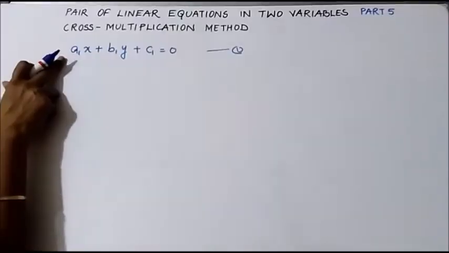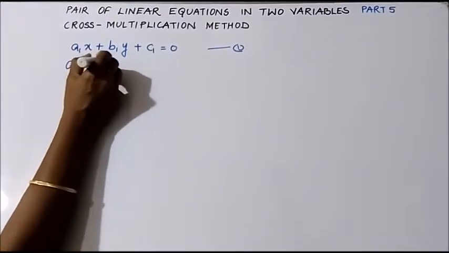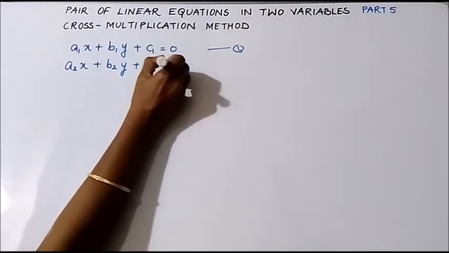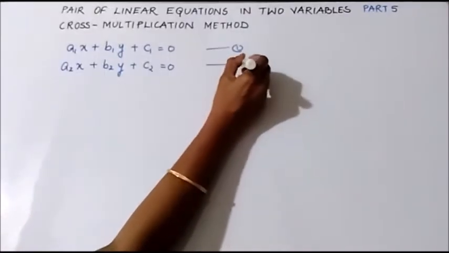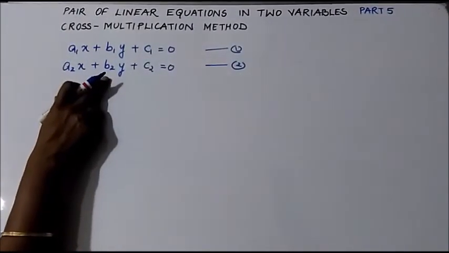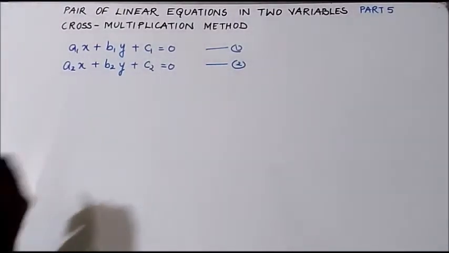Now given a pair of linear equations, that is a1x plus b1y plus c1 is equal to 0. Here a1 should not be equal to 0 and b1 also should not be equal to 0. a2x plus b2y plus c2 is equal to 0. This is the second equation. Here a2 should not be equal to 0 and b2 also should not be equal to 0. Now this we will solve for x and y by using elimination method.